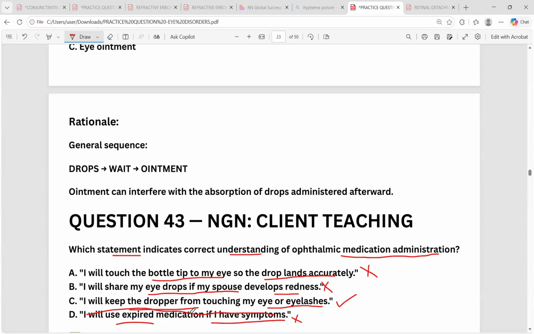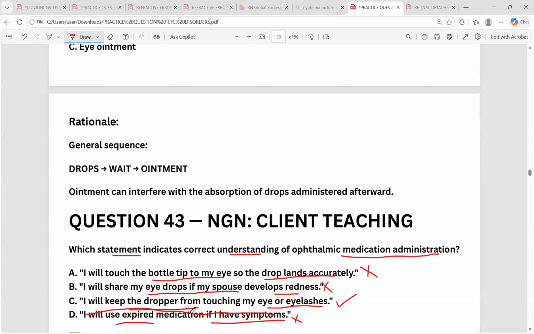That means other options like I will touch the bottle tip to eyes, that is contaminated, the medicine bottle will become contaminated. That's a wrong action. Second, I will share my eye drops if my spouse develops symptoms. That's wrong because we should not share the medicine if it is used by one infected person. And I will use expired medication if I have symptoms. That is contradictory, we can directly eliminate it. Expired medicine, we cannot use it.